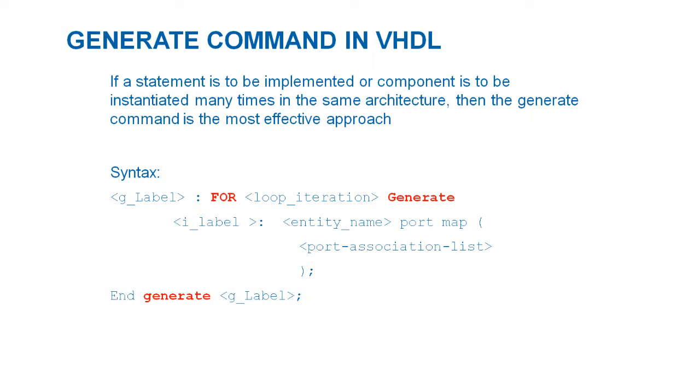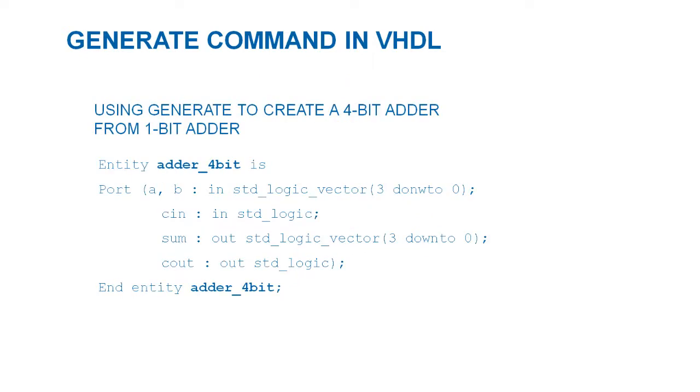So you can always think that the generate command is just a subset of the for loop command that is synthesizable. So here is an example. If I would like to implement a 4-bit adder from a 1-bit adder implementation, then I can use the for loop generate, and here is my entity.